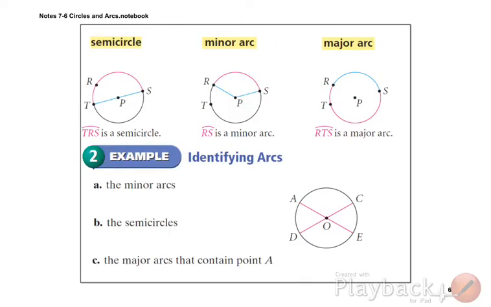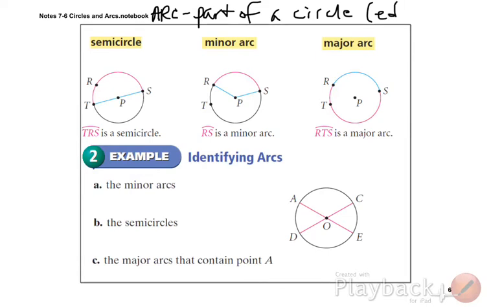Now let's talk about some arcs. There are 3 types of arcs. Let's define what an arc is first. An arc is part of a circle.